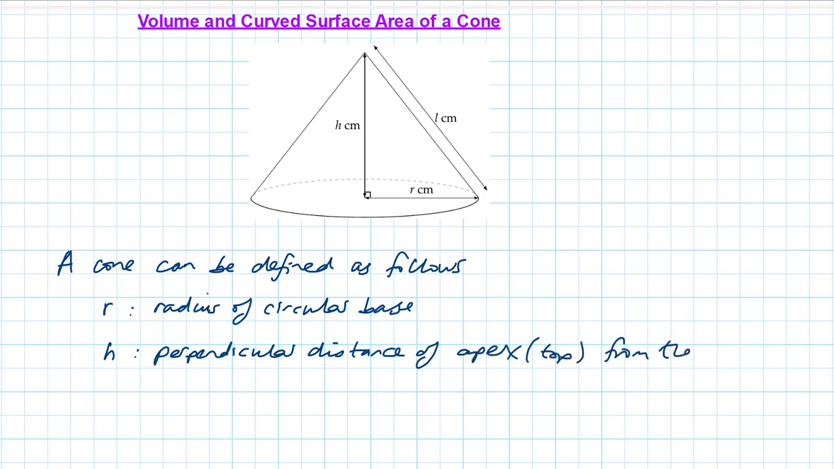And then we've got another value, which we're going to call l, which is the length of the sloping side that goes from the apex to the base of the cone.